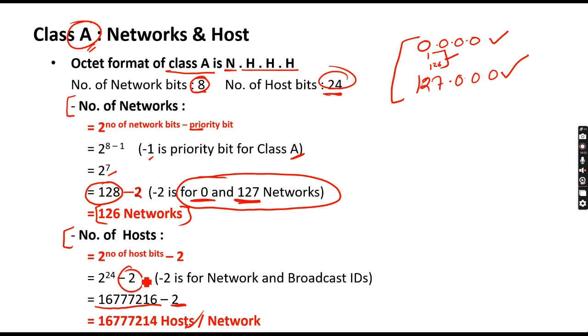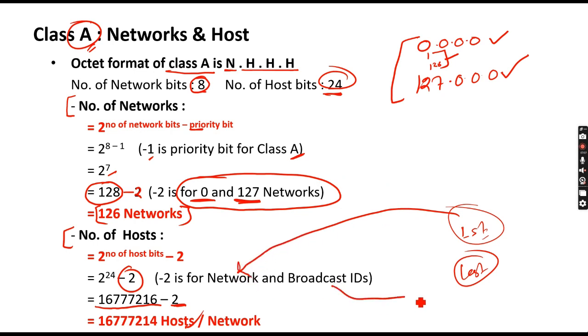It is all about, for each and every network range, the first IP address and the last IP address cannot be used. The first IP address is reserved for network ID and the last IP address is reserved for broadcast ID. That's the main reason. I will tell you how you can calculate the network and broadcast ID for each class.